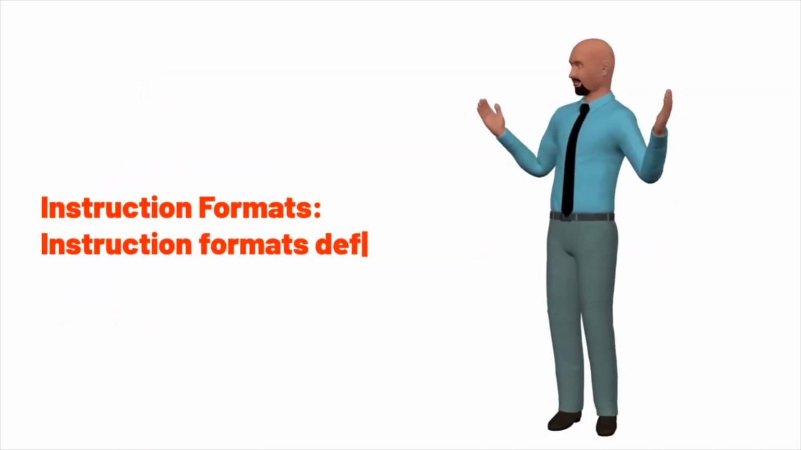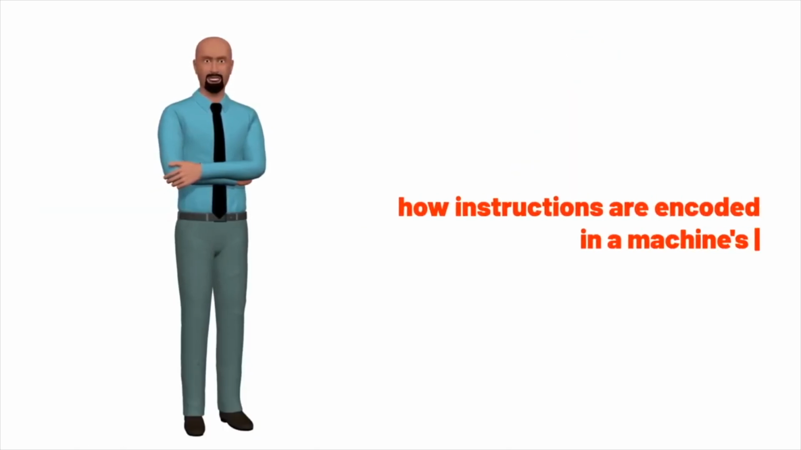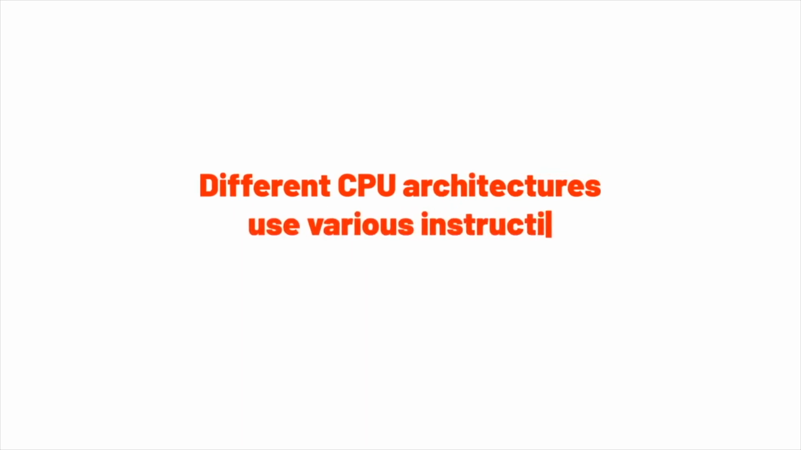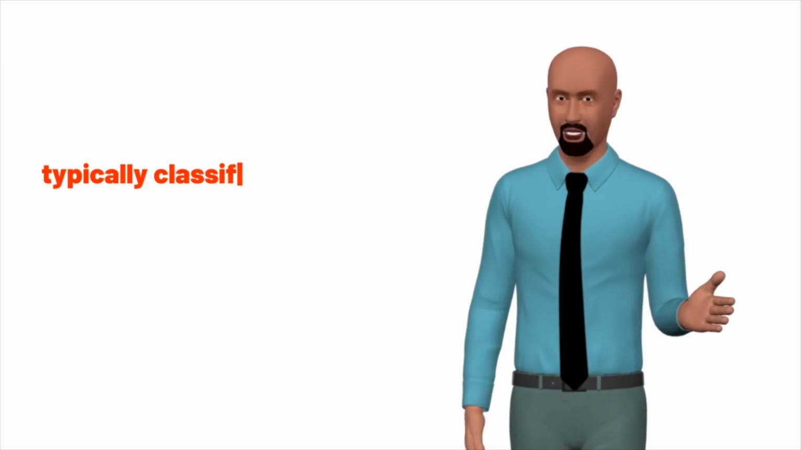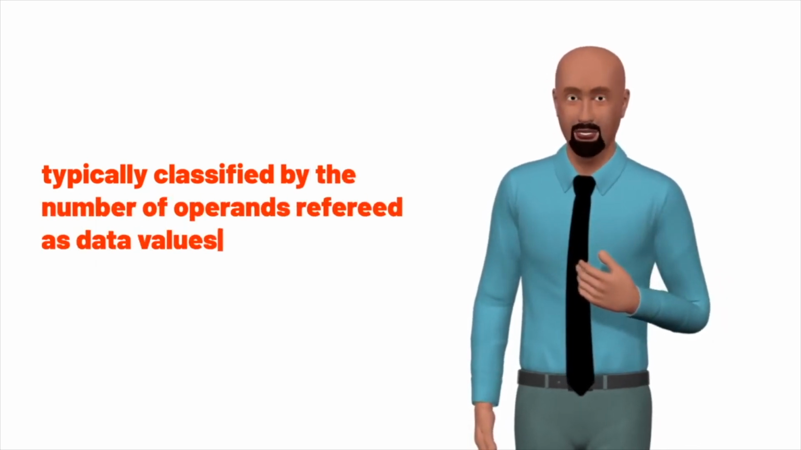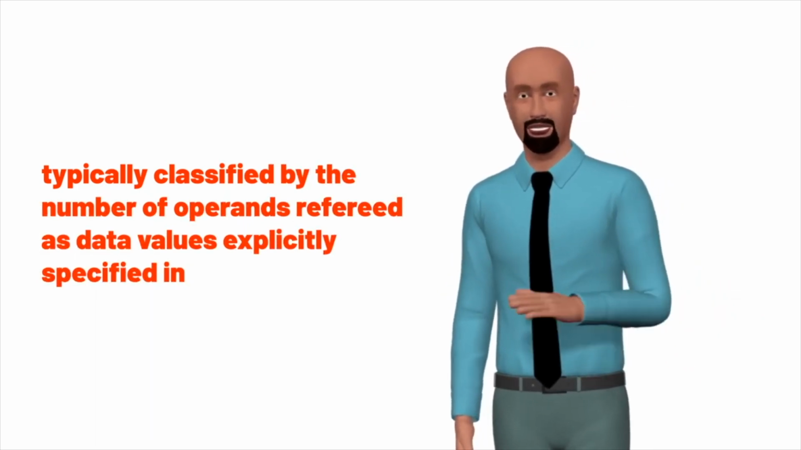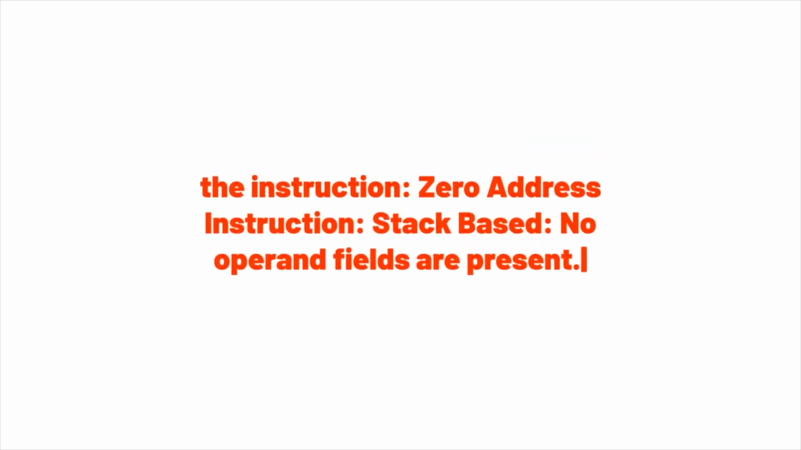Instruction formats. Instruction formats define how instructions are encoded in a machine's memory. Different CPU architectures use various instruction formats, typically classified by the number of operands, referred to as data values, explicitly specified in the instruction.